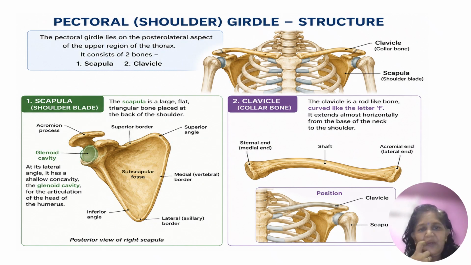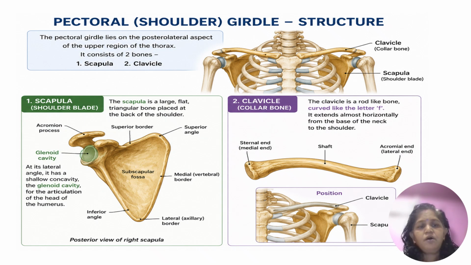Now, if I talk about the pectoral shoulder girdle structure, as I told you, the main bones over here are the scapula and the clavicle. Clavicle is also called the collarbone and the scapula is called the shoulder blade. The scapula is large, triangular, and placed on the back side of your shoulder. You can see different parts labeled like superior angle, medial border, lateral border, inferior angle.